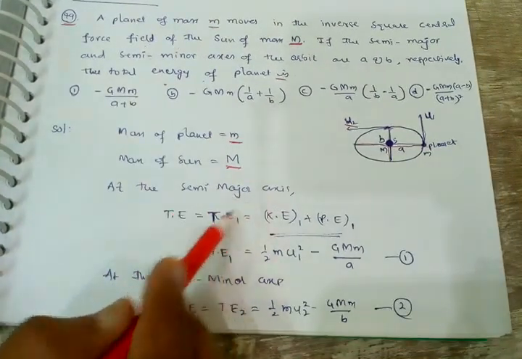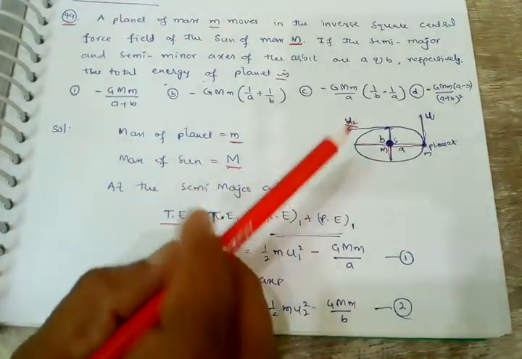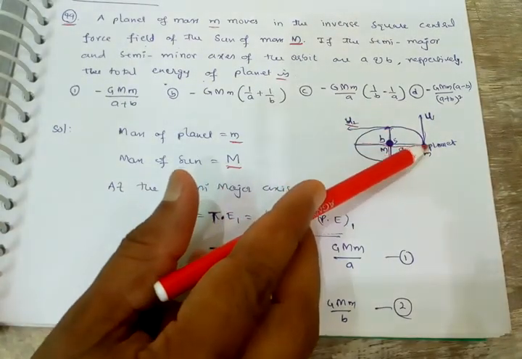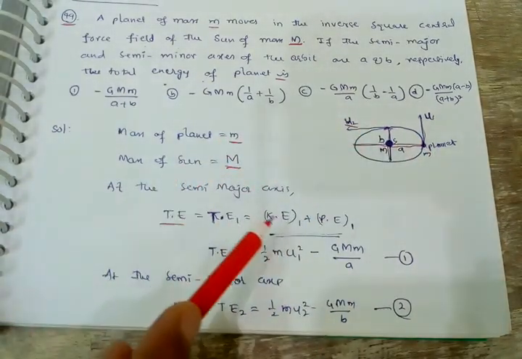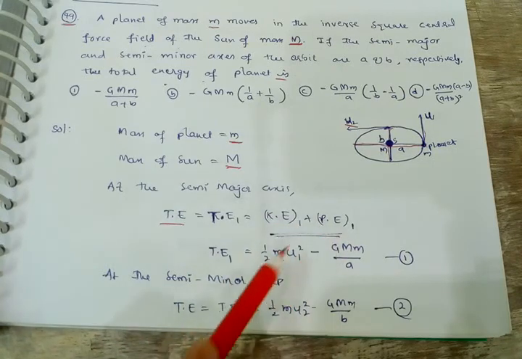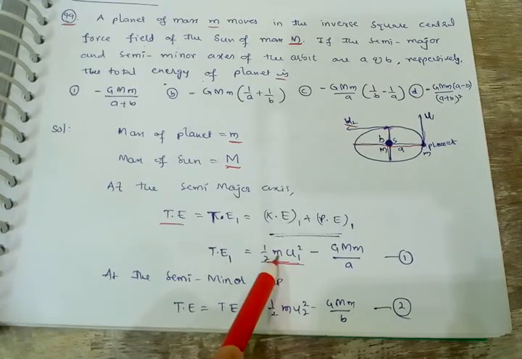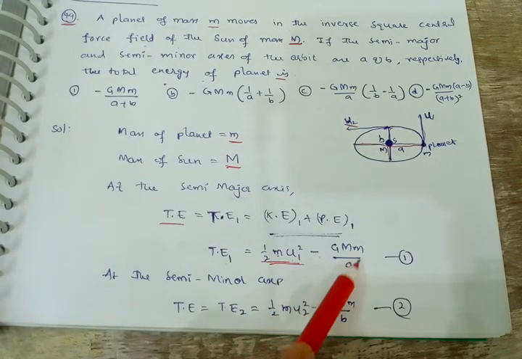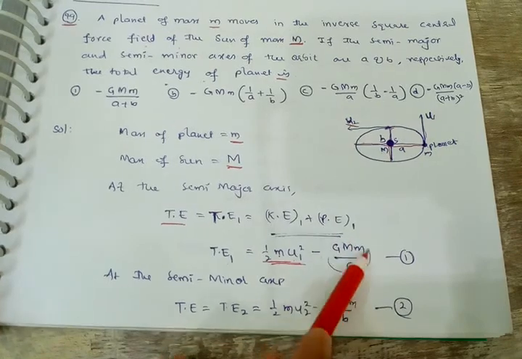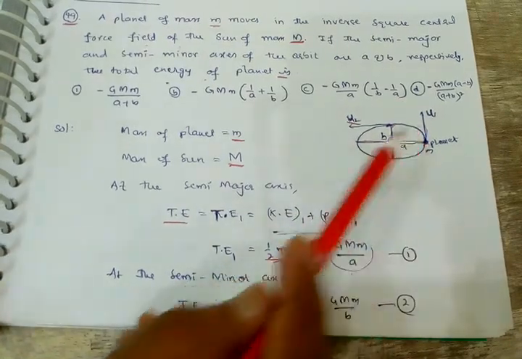At the semi-major axis, total energy is kinetic energy plus potential energy, that is KE plus PE. So total energy equals half m u1 square minus GMm by a, where GMm by a is the potential energy. So here, the semi-major axis.